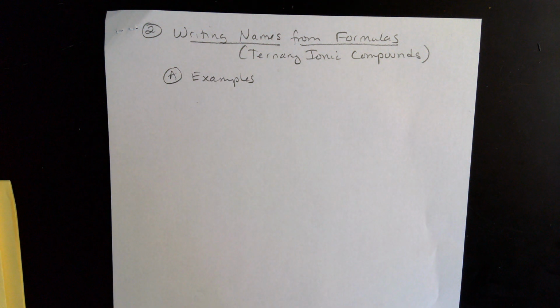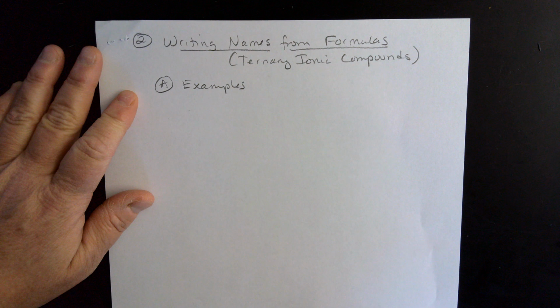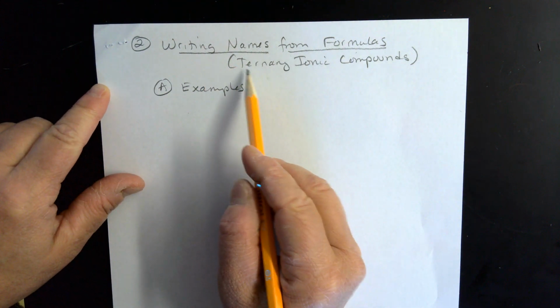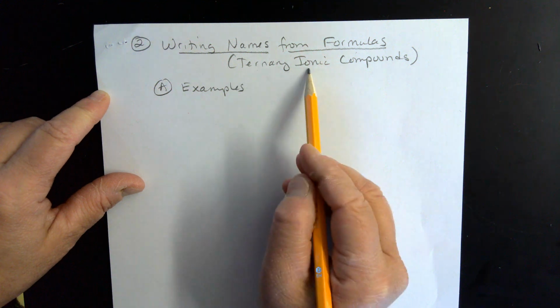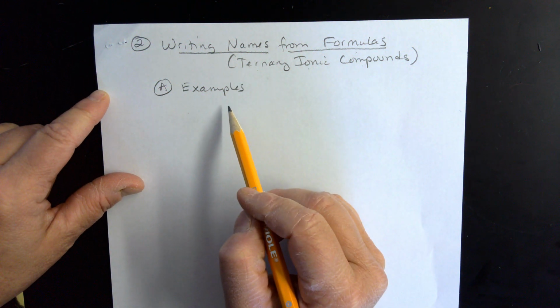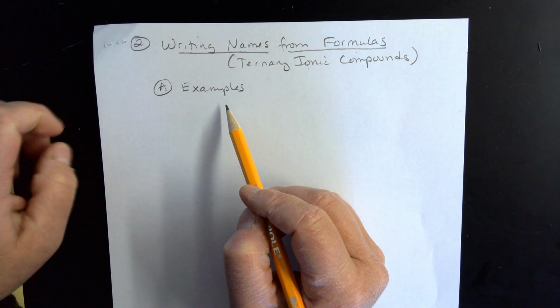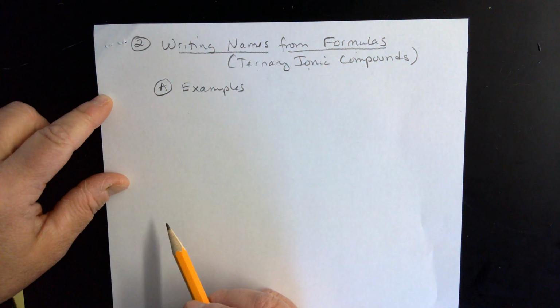All right, so in this lesson, we are going to learn how to write names from chemical formulas, specifically ternary ionic compound formulas. We're going to work through a few examples, and then we'll write up a set of how-to notes to capture the process that you do this.